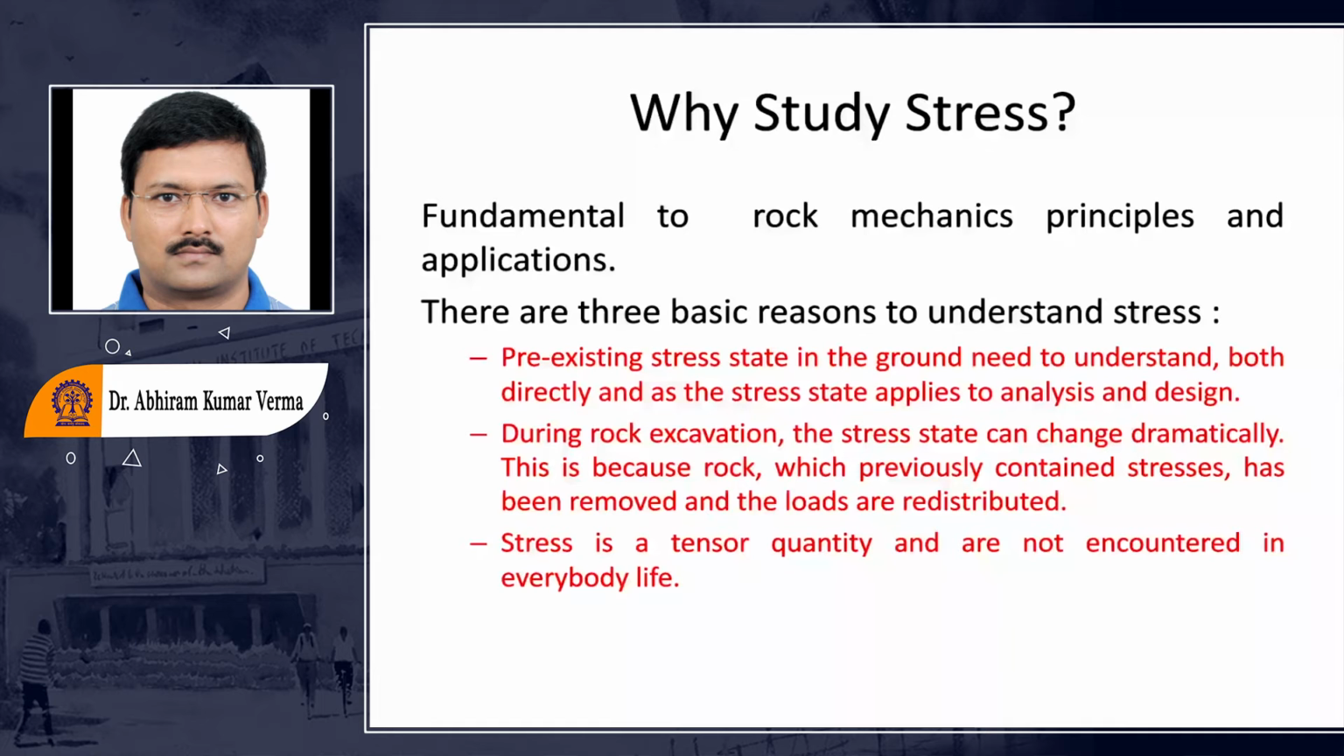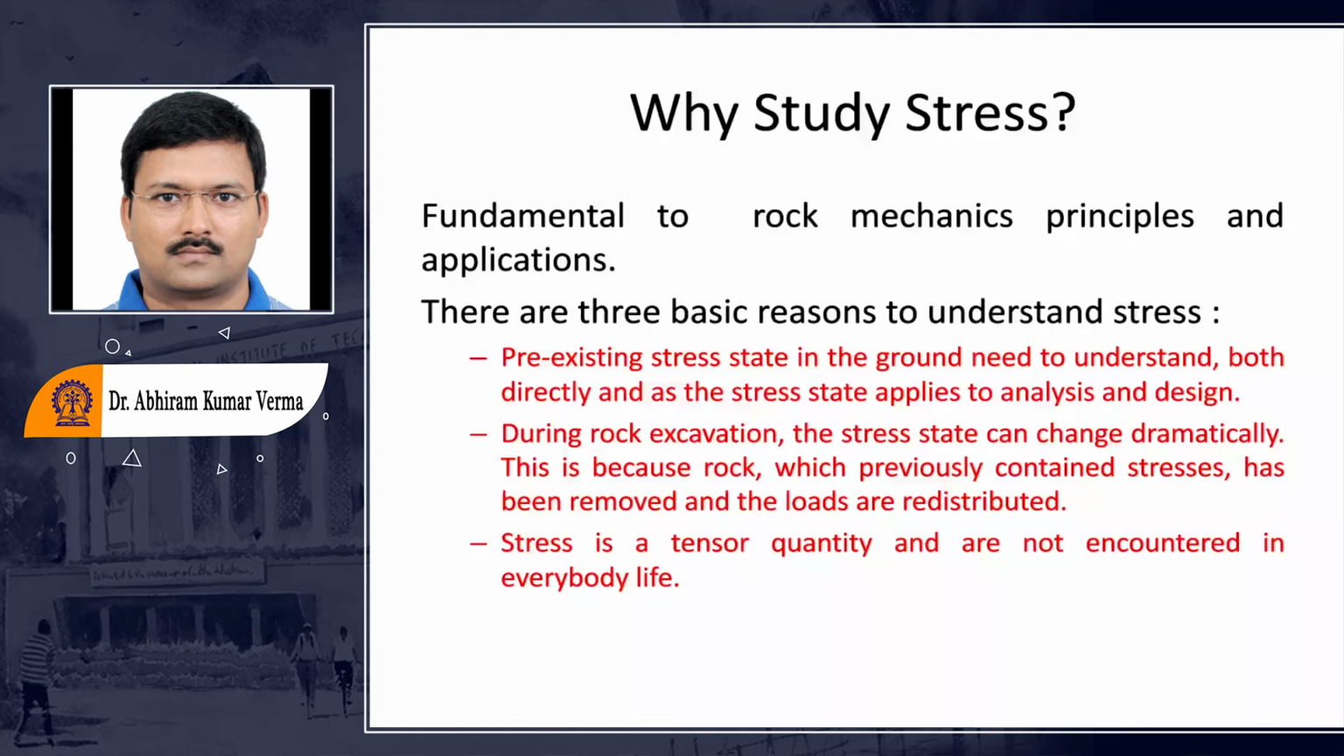So the third point mentioned: stress is a tensor quantity, and it is not encountered in everybody's life. Why are we calling it a tensor quantity? Most of you might know. We have three types of quantities: scalar, vector, and tensor. A tensor is a quantity having magnitude, direction, and the plane. Here we have to define the plane on which the force is acting. Based on that, we are defining the stresses.